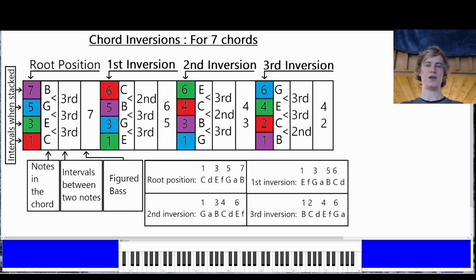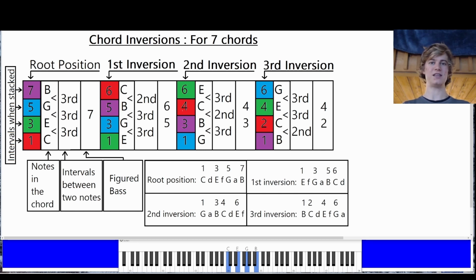Okay, so now just to conclude everything before I move on to figured bass. If we have a root position C major 7 chord, I'm going to start on C, go up a third, go up another third, and go up another third. In other words, I have a 1, 3, 5, and 7. To do a first inversion 7th chord, all I'm going to do is take that first note, that 1, and put it on top of the rest of the chord.